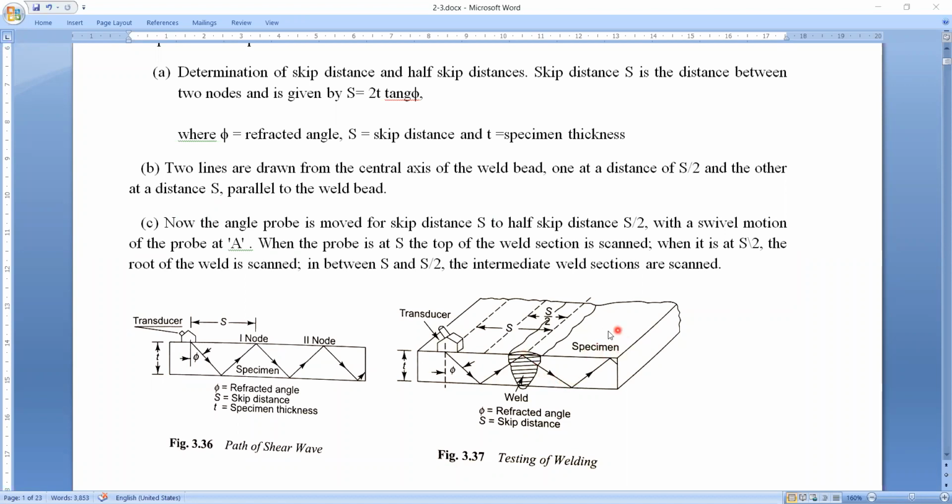Based on the echoes of this reflected wave, we can identify the defects under the weldments. The probe movement in this area covers the top area of the weldments, and the probe movement in this S/2 area covers the root of the weldment. In this way we can cover the total volume of the weldment, and we can easily identify the defects under the weldments.